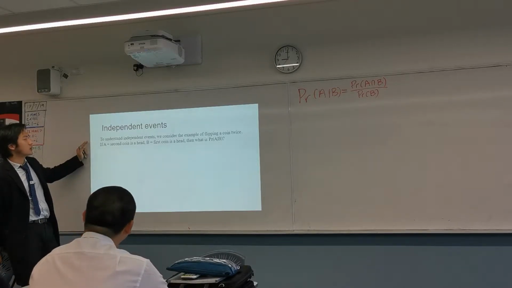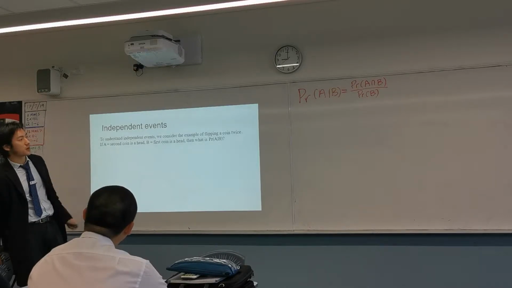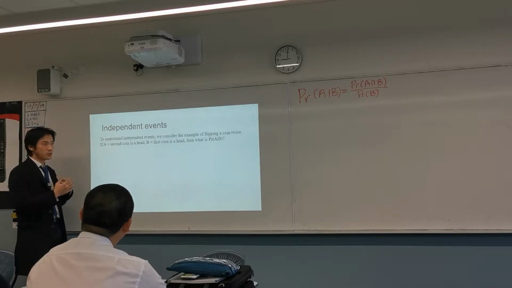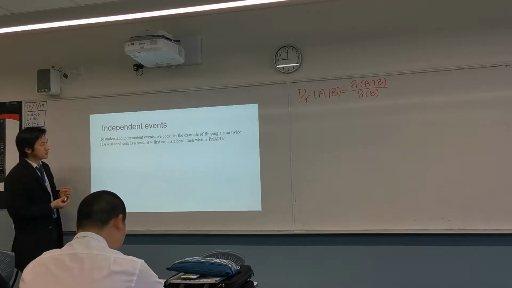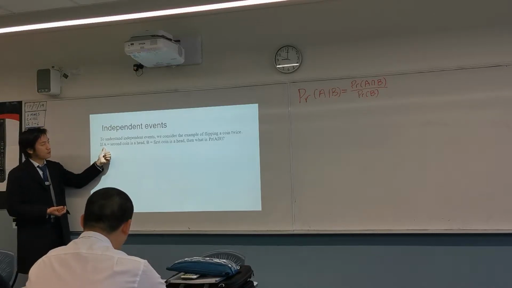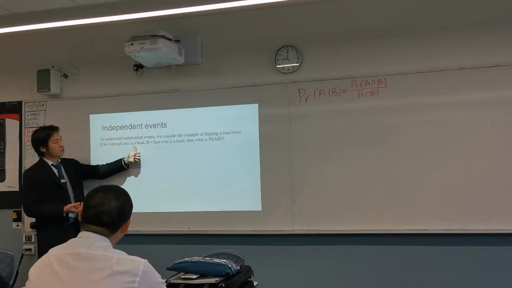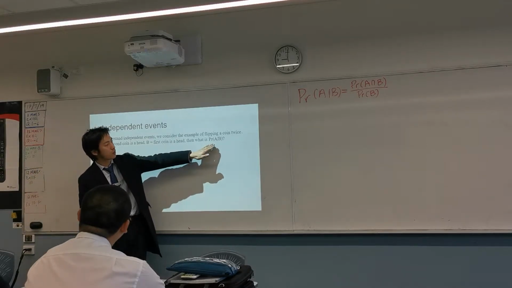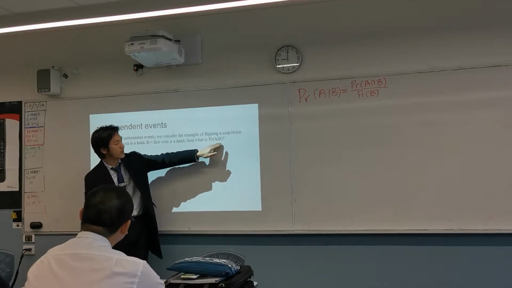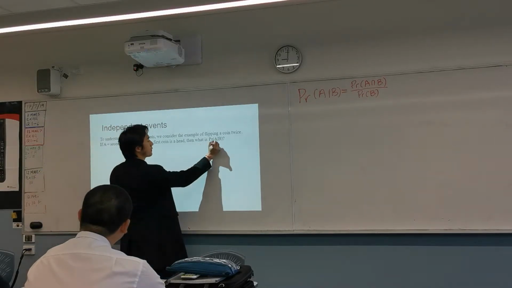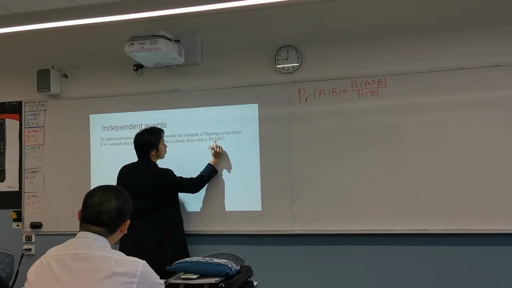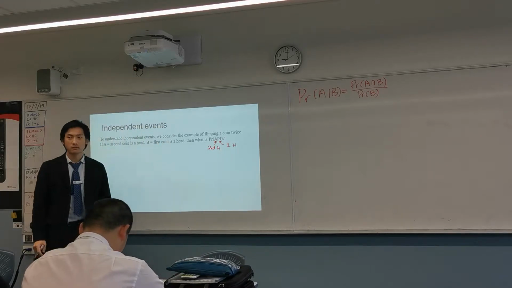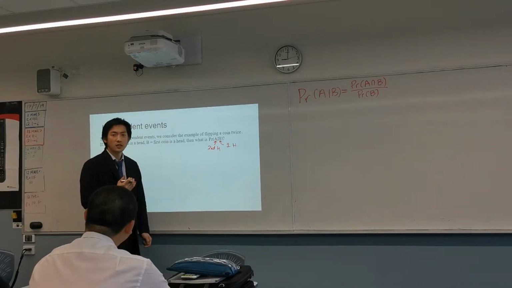I'll read it out. To understand independent events, we consider the example of flipping a coin twice. This is an example of two events happening one after another. We give the letter capital A to be the event where the second coin is a head and B is the first coin being a head. And we're asking the question, what's the probability of A given B? Which means, what's the probability that the second coin is a head, given that you know that the first coin is a head? I'm going to give you a moment to just have a think about this.